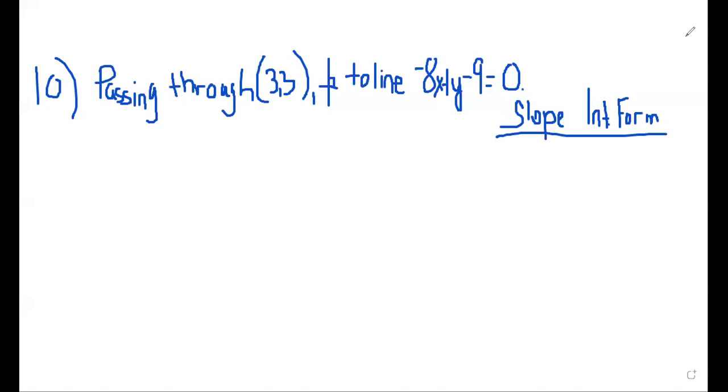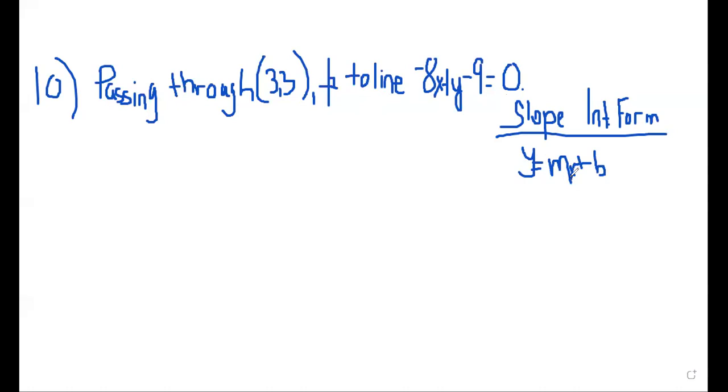Okay, so the problem states for us the line passing through (3, 3) and perpendicular to the line whose equation is -8x plus y minus 9 equals 0. And they want us to state that in slope intercept form, which we know is y equals mx plus b.